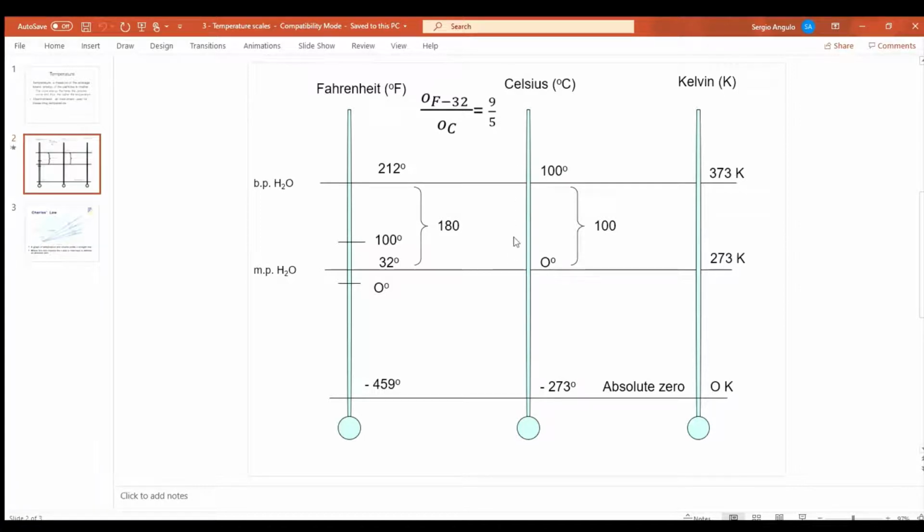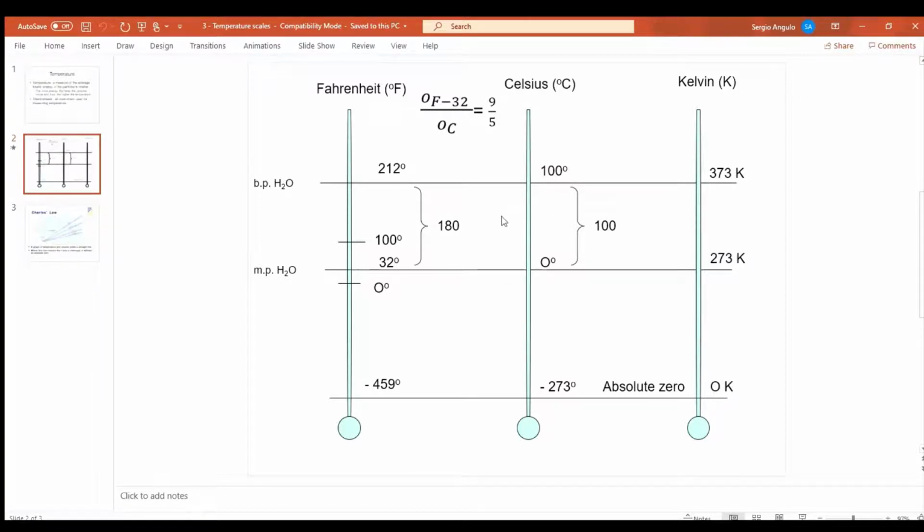So 10 degrees Celsius is the same as 18 degrees Fahrenheit. Each Celsius degree is bigger than each Fahrenheit degree. So therefore, you need more Fahrenheit degrees to make the same temperature change. And that's how he decided that he had his scale.